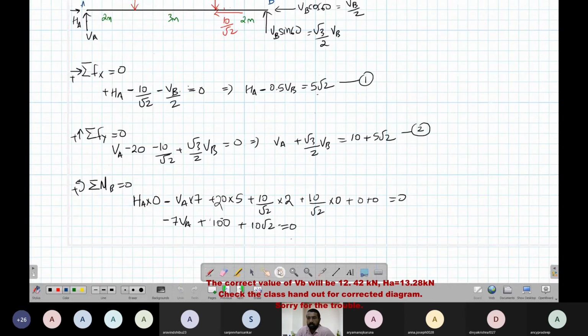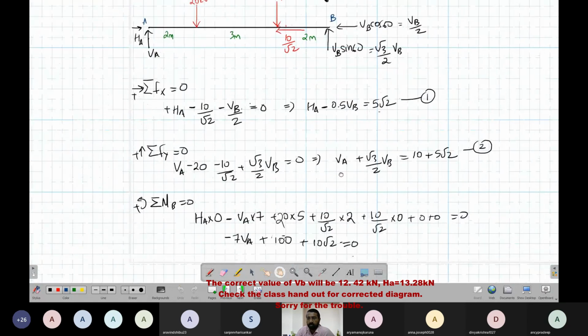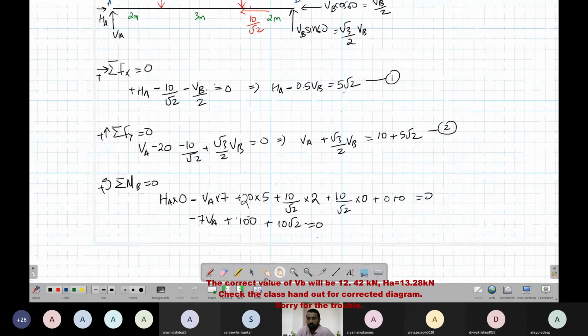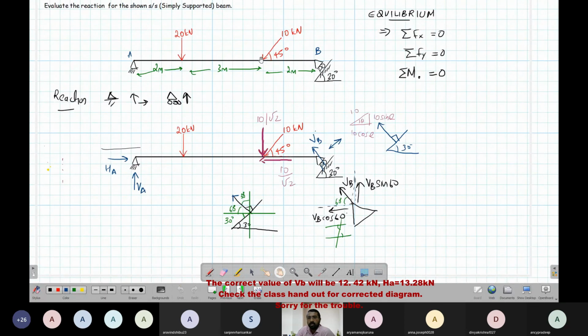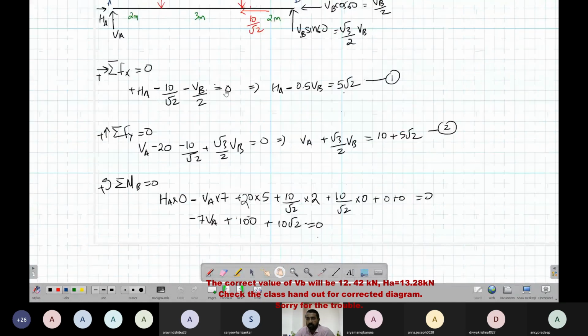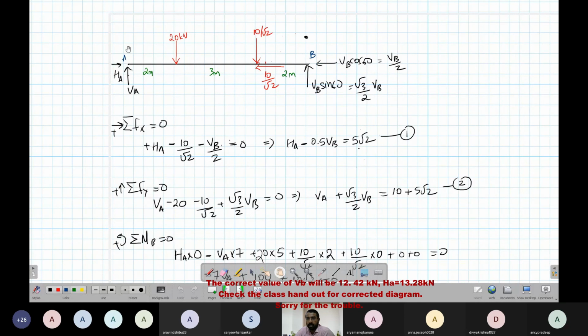Great. So let's check once more. There is 20 here, there is 10. The reaction force has components, vertical and horizontal components. So it is easy for us to find the vertical force and horizontal force.